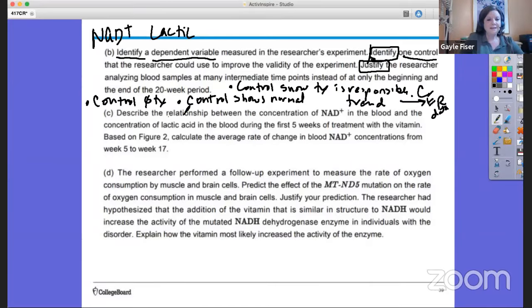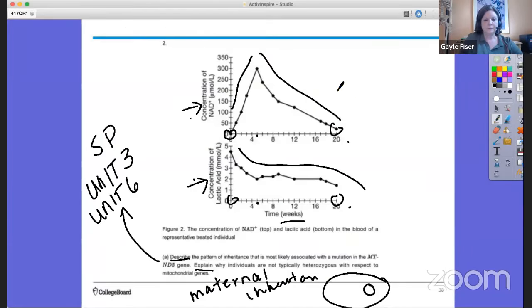Okay, now C, describe the relationship between the concentration of NAD in the blood and the concentration of lactic acid in the blood during the first 5 weeks of treatment with the vitamin. Okay, so what's happening with these 2? I need to get rid of some of these lines.